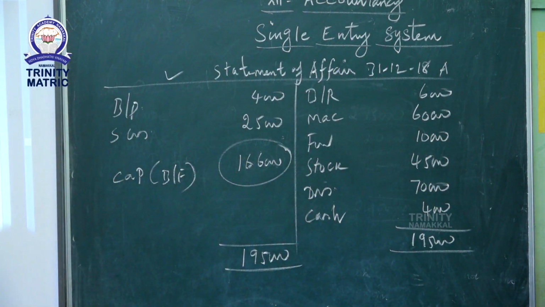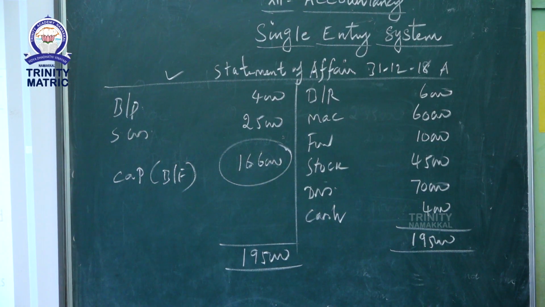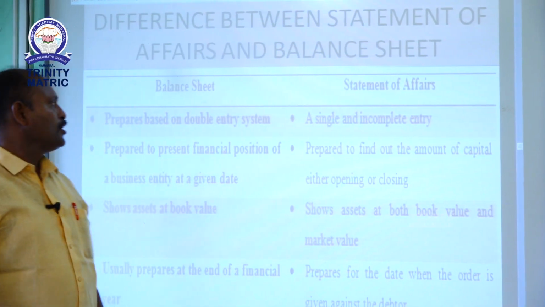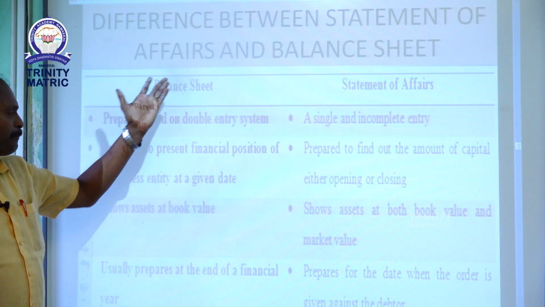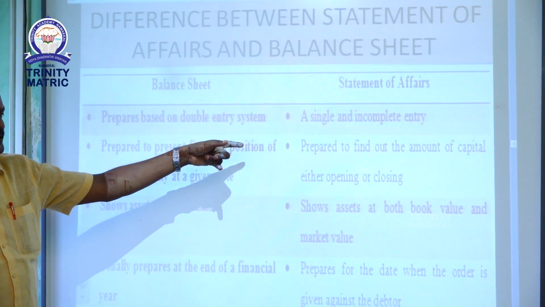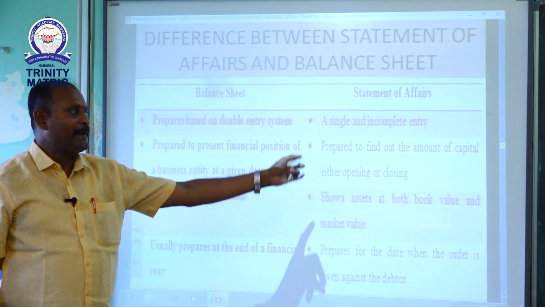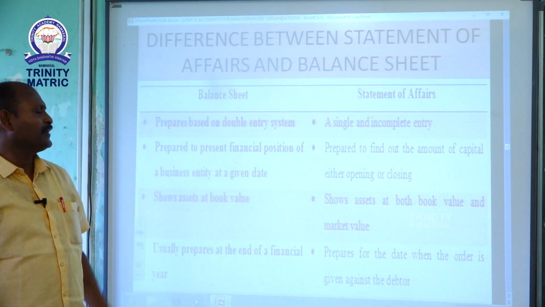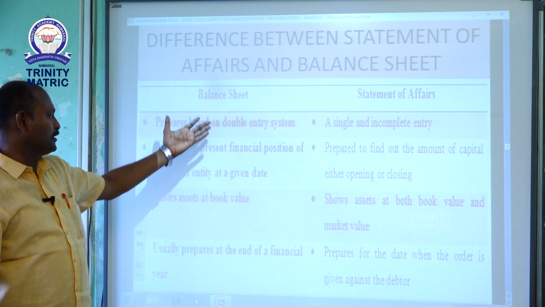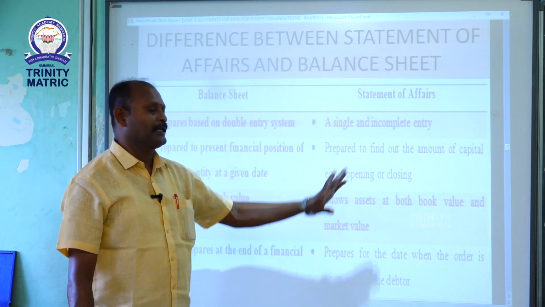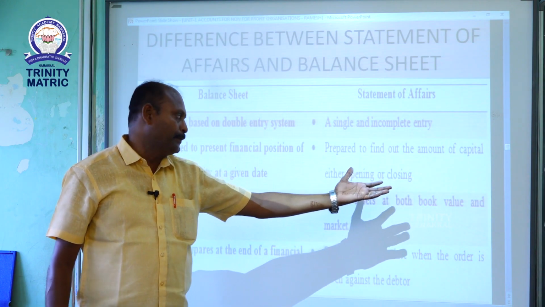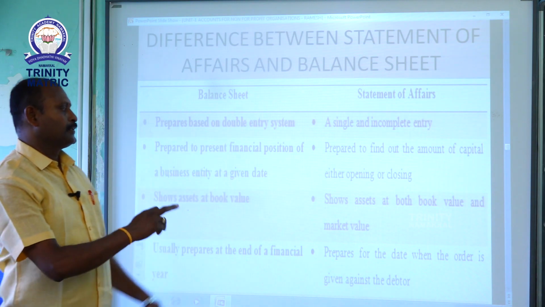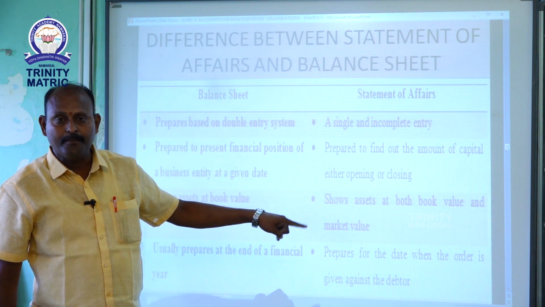Okay, move on to the next one. These are the differences between the balance sheet and the statement of affairs. First, the balance sheet is prepared based on the double entry system, but the statement of affairs is prepared based on the single entry. Next, the financial position can be easily prepared in the balance sheet, but in the statement of affairs the balance sheet cannot be prepared. And next, the balance sheet shows assets at book value, but the statement of affairs shows assets at both book value as well as market value.